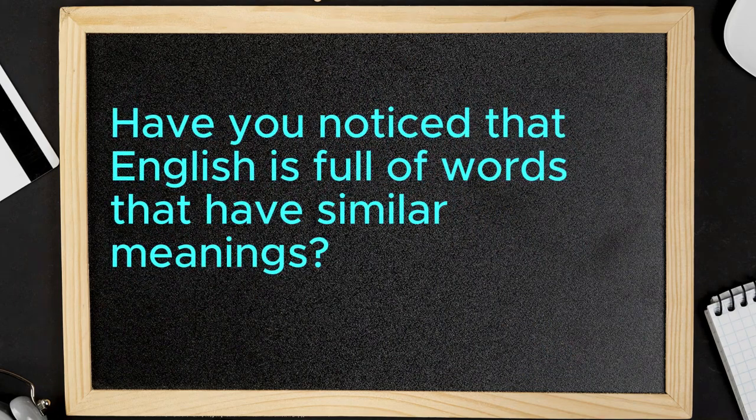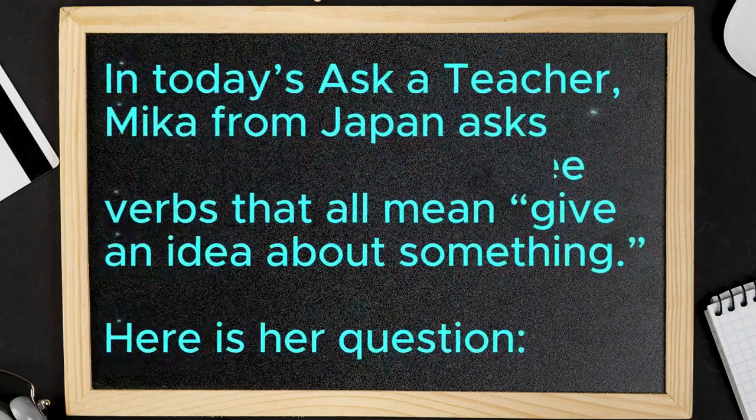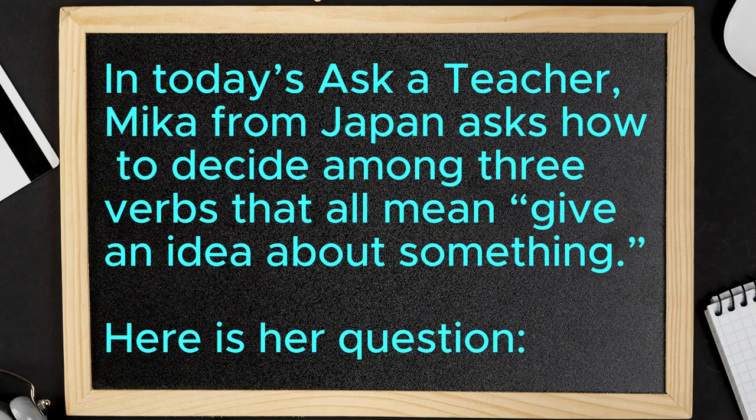Have you ever noticed that English is full of words that have similar meanings? In today's Ask a Teacher, Mika from Japan asks how to decide among 3 verbs that all mean give an idea about something. Here is her question.